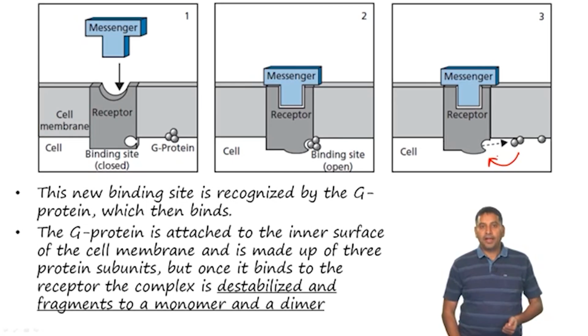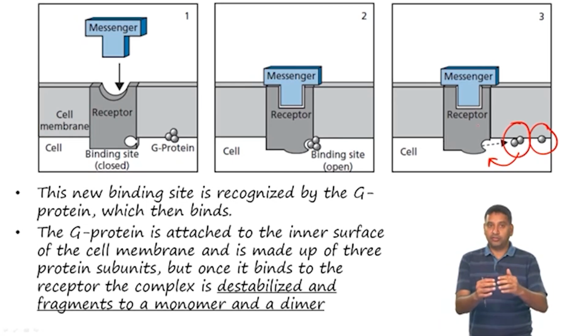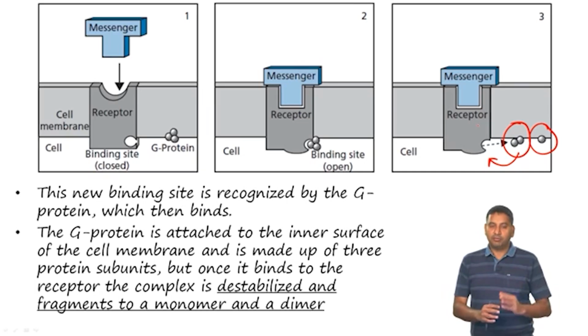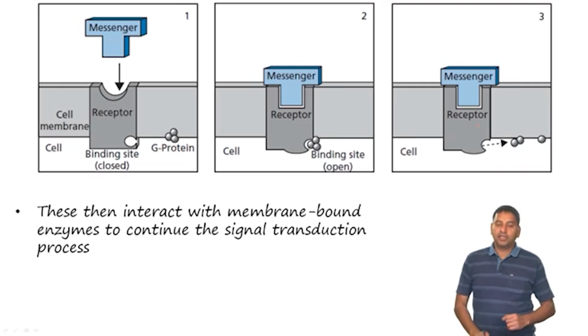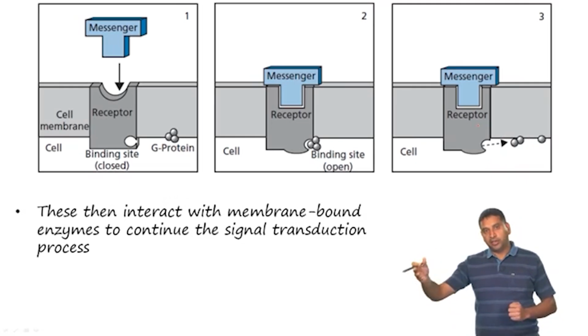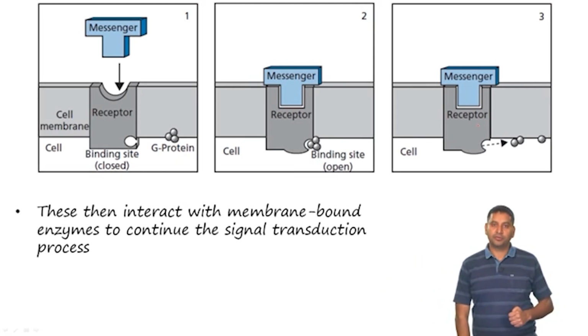Once the G protein, which is attached to the inner surface of the cell membrane and is made up of 3 protein subunits, binds to the receptor, the complex is destabilized and fragments into a monomer and a dimer. Then these interact with membrane bound enzymes and continue the signal transduction process.